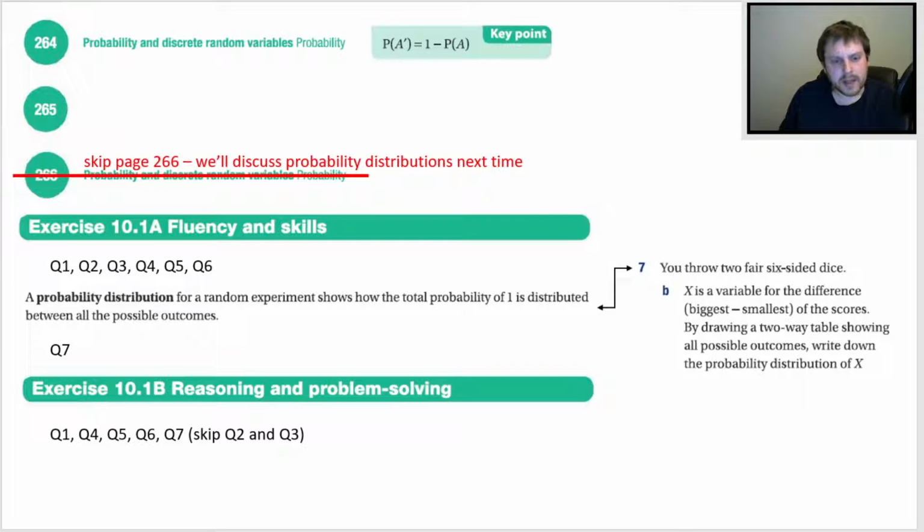And then I'd also like you to do exercise 10.1b, and you can skip question 2 and question 3 for now.